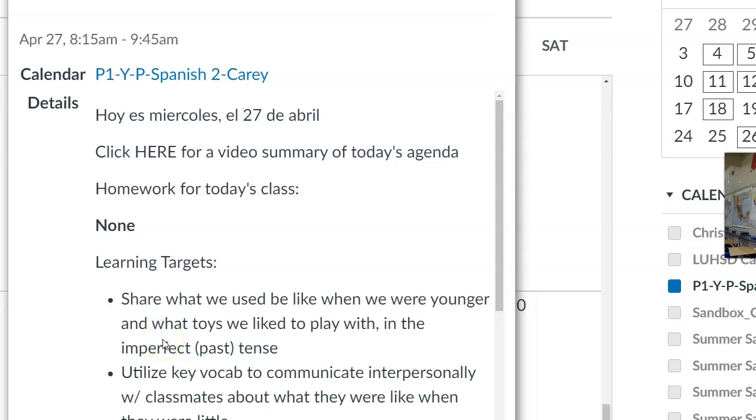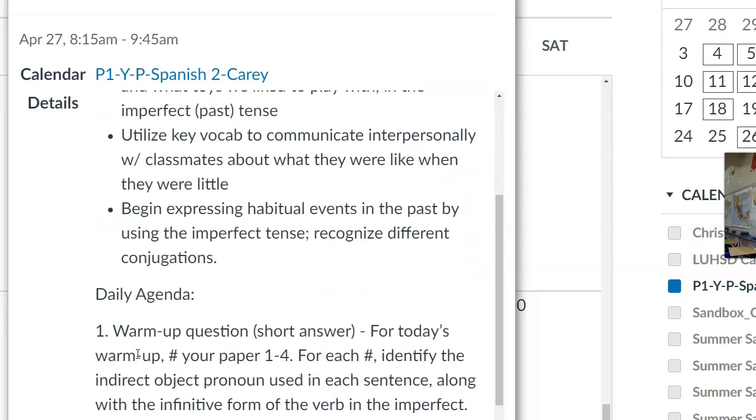Aquí tienen el horario para hoy, miércoles el 27 de abril. No homework was due for today. Your learning targets are to continue talking about what you used to be like when you were younger, using the target vocabulary to talk about what toys you preferred, and the imperfect tense to talk about things you used to like to do and how you used to be like.